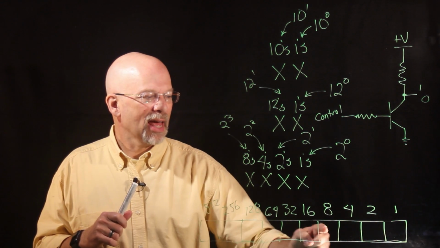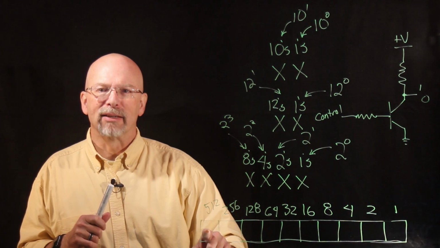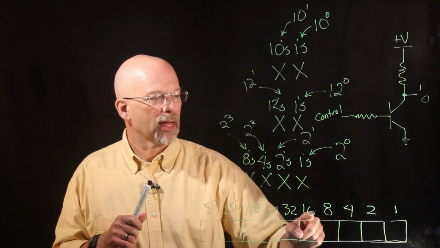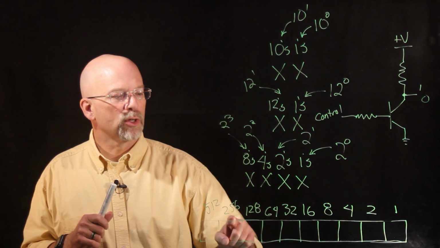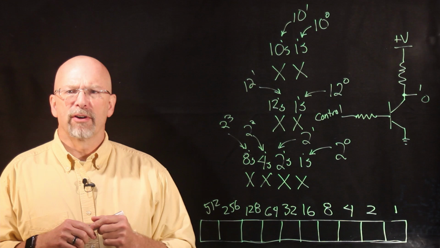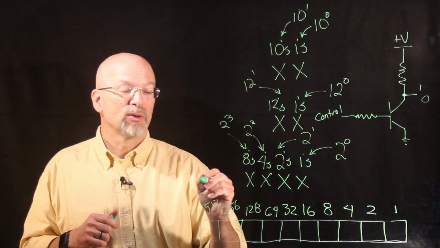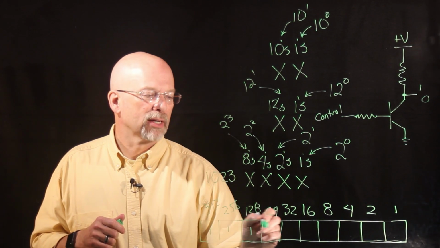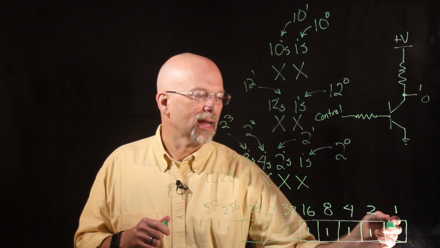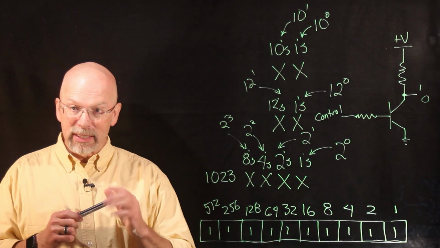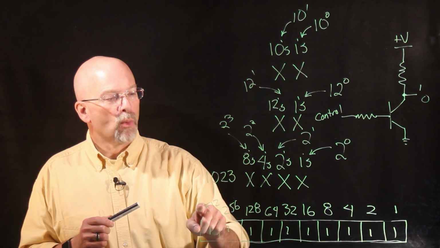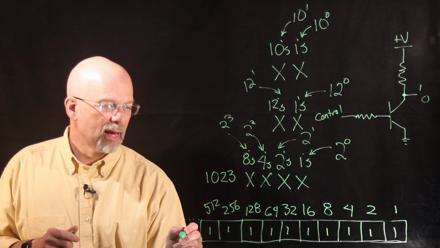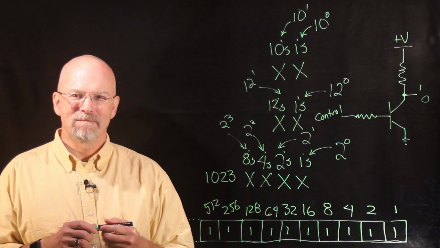If all 10 of these are active, then what we have is 1 plus 2 plus 4 plus 8 plus 16 plus 32 plus 64 plus 128 plus 256 plus 512. That's 1,023. So if I basically put a 1 or activate every one of these, what the computer reads this as is 1,023.